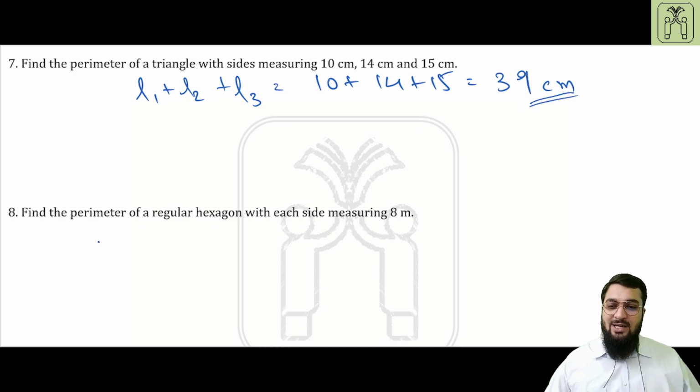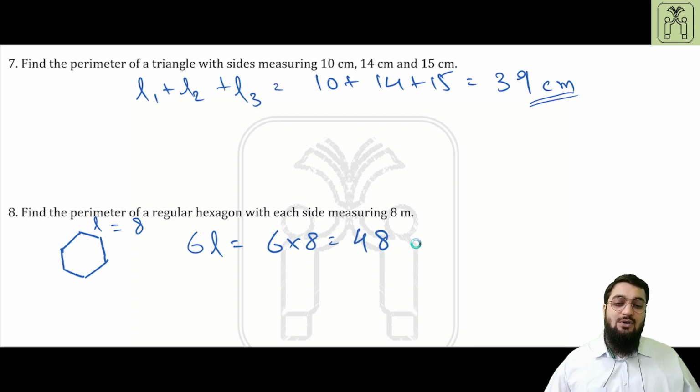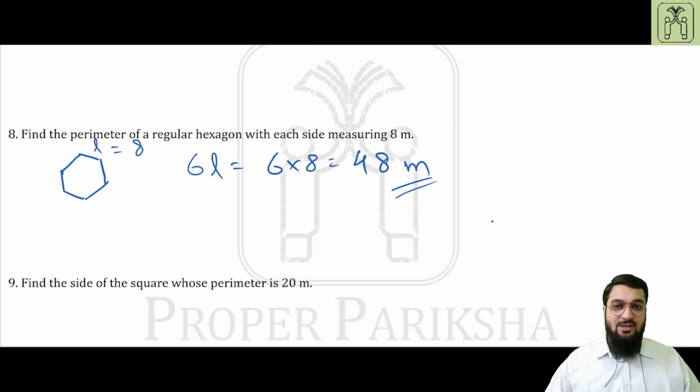Question number 8. Find the perimeter of a regular hexagon with each side measuring 8 meters. So 8 meters and regular hexagon, therefore we just have to do, I will draw the figure for you. A regular hexagon has 6 sides and each side is equal to each other. Therefore, when L is equal to 8 and all sides are equal, we will add L 6 times, that will give us 6L, and 6 into 8 will give us 48 meters. So that will be the perimeter of a regular hexagon.